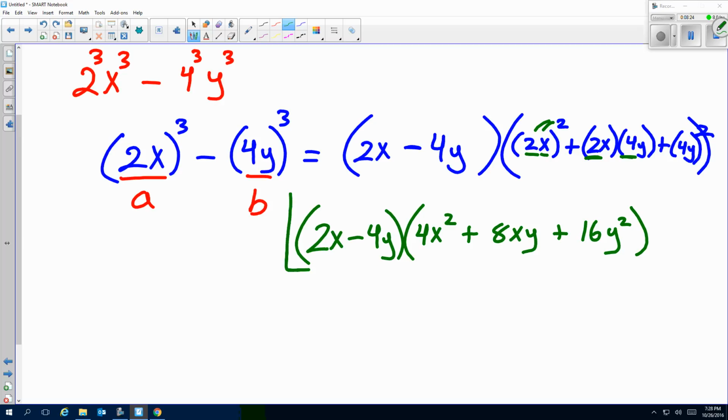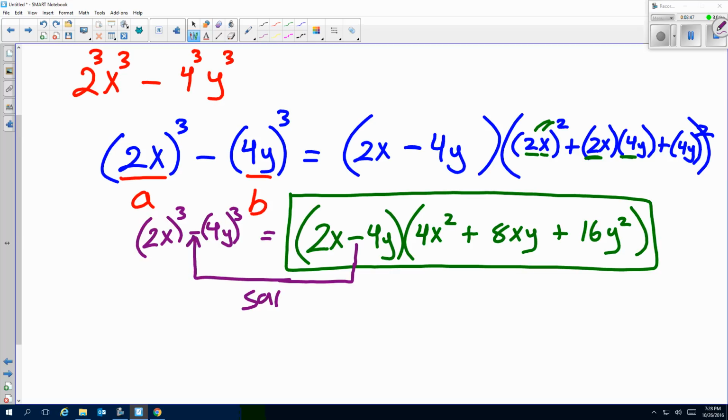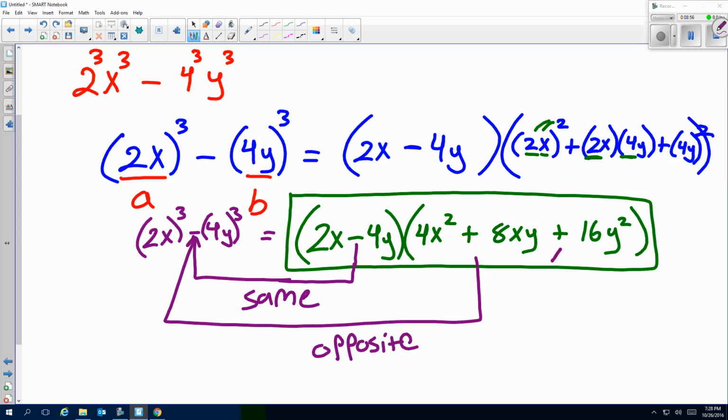So, following that same exact formulaic guideline, again, let's go through it one more time. Oh no, I drew it wrong. It equals (2x) cubed minus (4y) cubed, throw the parentheses in there. I have the same sign. I have the opposite sign. And this guy right here, he's always positive. Okay? So, follow those rules. You guys will do great.